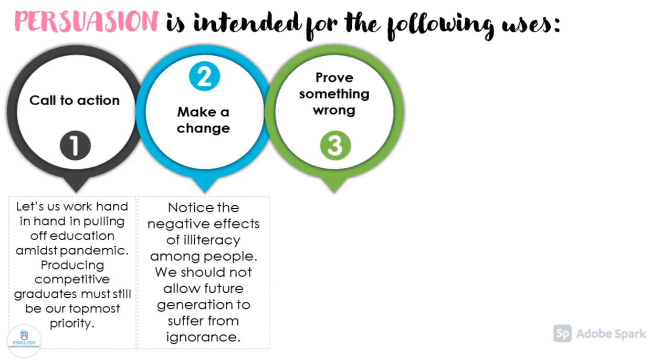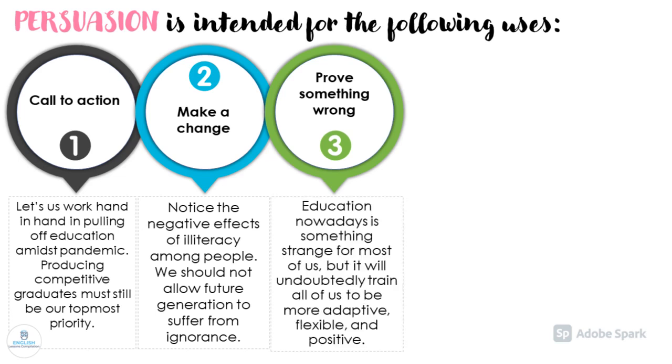To prove something wrong is the third use of persuasion. Here is its example. Education nowadays is something strange for most of us, but it will undoubtedly train all of us to be more adaptive, flexible, and positive.